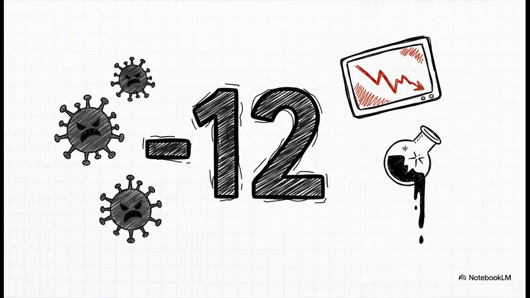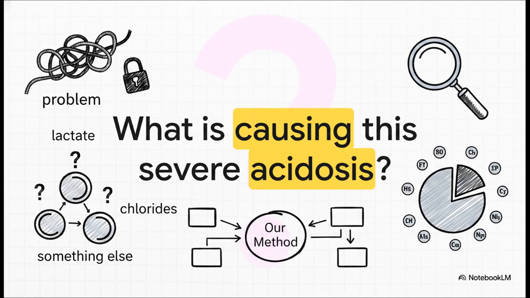So, here's our first patient. They're in septic shock. Their ABG shows a severe metabolic acidosis, and you can see that reflected right here in their standard base excess, or SBE, of -12, and that is a big, scary number. Okay, so let's get into it. That -12, it tells us that there's a problem, for sure. But it doesn't tell us what the problem is. Is it lactate? Is it something to do with their chlorides? Is it something else entirely? Let's use our method and find out.